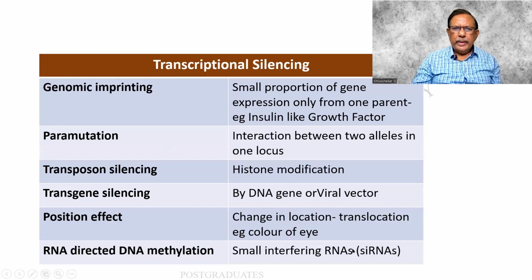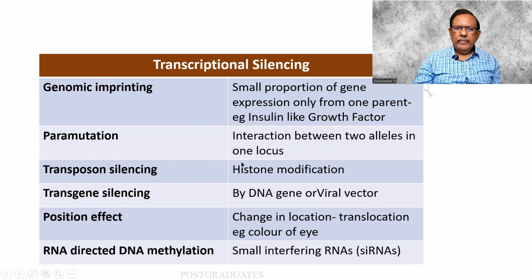Now, I am just expanding this transcriptional silencing. Genomic imprinting means you find a small proportion of the gene expression only from one parent. Example, insulin-like growth factor. It comes only from one parent. Paramutation is an interaction between two alleles in one locus. Alleles means the adjoining regions. So there is an interaction.